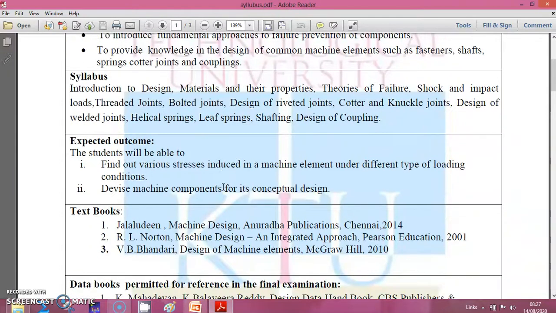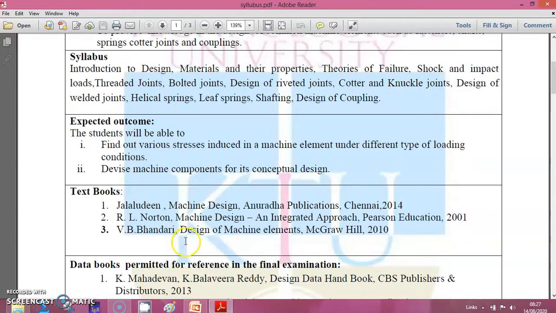These are the textbooks which you can refer. One textbook you have to buy. So we are having this Design of Machine Elements by V.V. Bhandari, and two other textbooks are also mentioned here. That is one by Norton, then one by Jalaluddin.